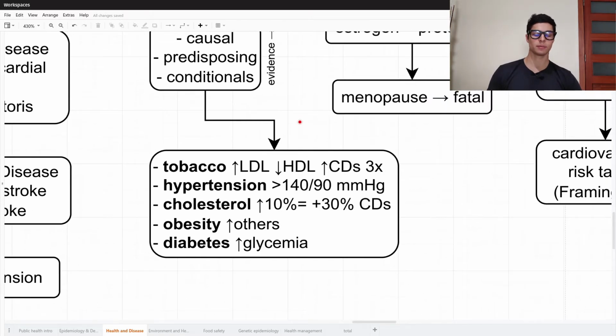Most important risk factors are tobacco, which increases LDL, decreases HDL. These are lipoproteins that contain cholesterol. And tobacco increases cardiovascular diseases by 3 times. Hypertension in people that have more than 140/90 millimeters of mercury. Cholesterol, an increase of 10% has been correlated with more than 30% increase in cardiovascular diseases. Obesity will increase the other ones, and diabetes will increase the glycemia, which is not something we want.